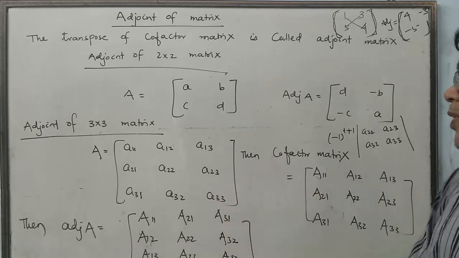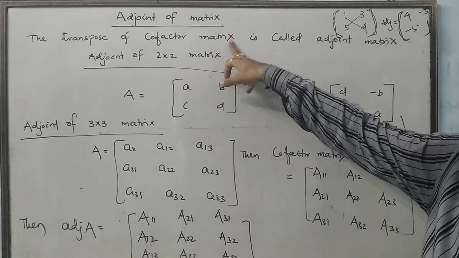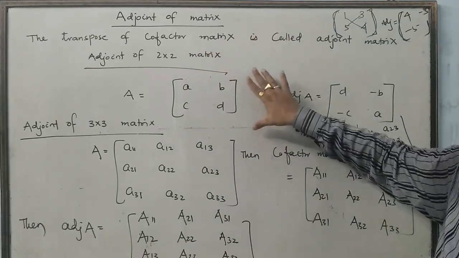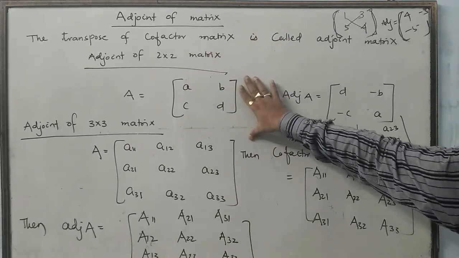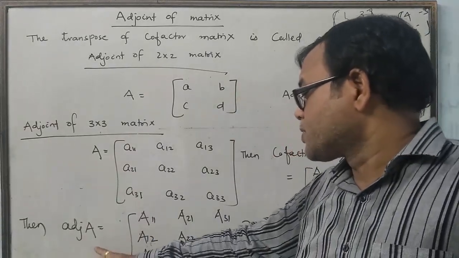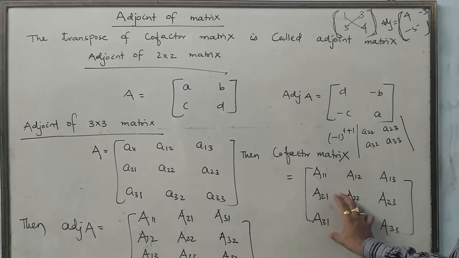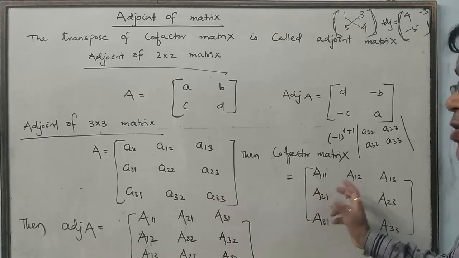Then, in order to find out the adjoint, what you have to do? The transpose of the cofactor matrix. I have written on the board so that it will be very clear to you what will happen one after another. You see adjoint of A in the sequence. So transpose this one. What is the meaning of transpose? Interchanging the rows into columns and columns into rows.